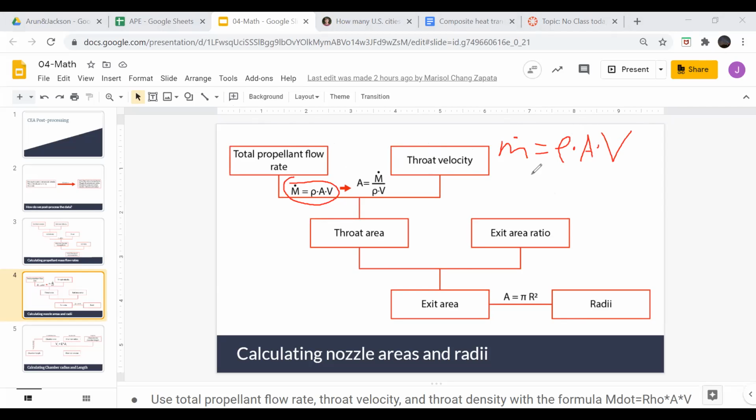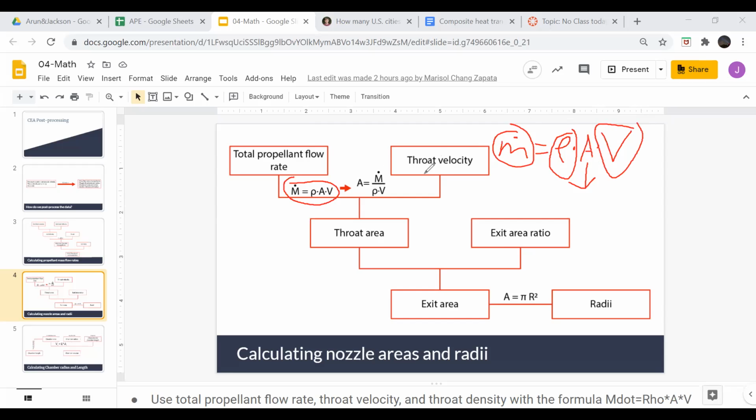Basically, this is a relation that we use if you have changing cross-sectional area, and you can find the velocity and so on. But it is also very helpful to us here, where we just found the total mass flow rate. CEA gives us the density of the flow, and it also gives us the velocity of flow. So we can use this equation to solve for the cross-sectional area.